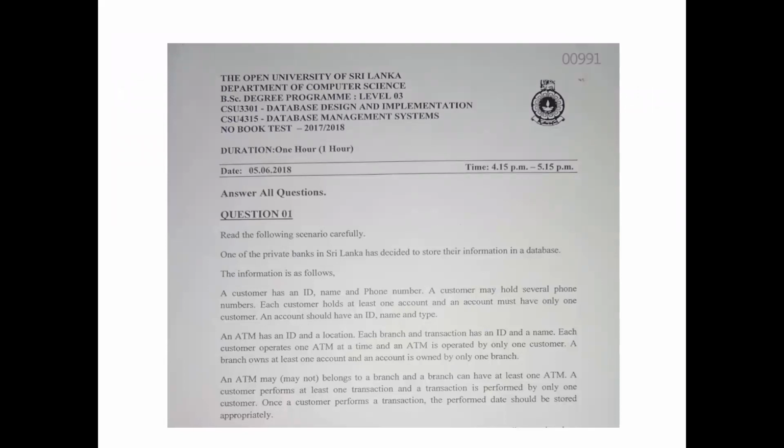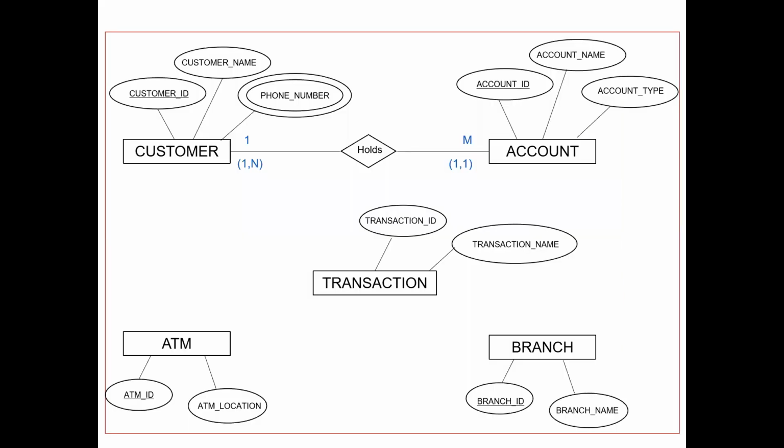An ATM has an ID and a location. Each branch and transaction has an ID and name. Here we can identify the next three entities that are ATM, branch and transaction. For ATM, the attributes are ID and location. For branch and transaction, the attributes are ID and name. So the representation will be like this.